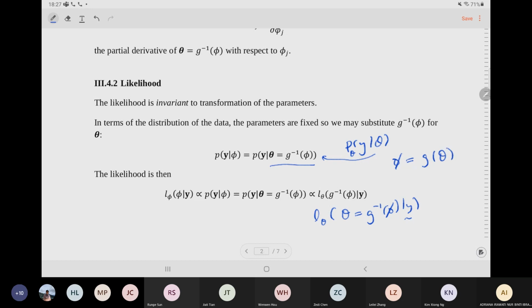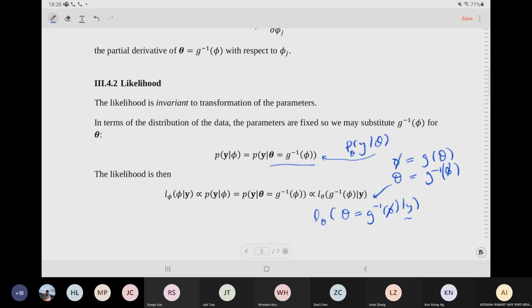So you have to rearrange this function to get theta in terms of phi. This is your g inverse phi, a function in phi. This is the thing that you put back inside the likelihood of theta. Anything with theta, you just change with g inverse phi, and then you get your likelihood. That's why it's called invariant, because it doesn't have the Jacobian. As long as you can find g inverse phi, you can put it inside the likelihood and get the likelihood of phi.